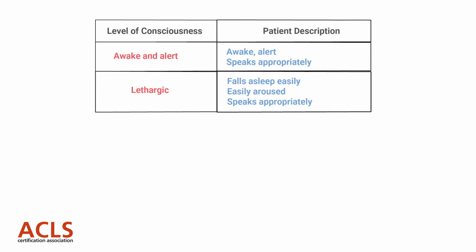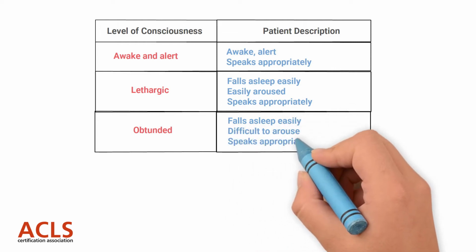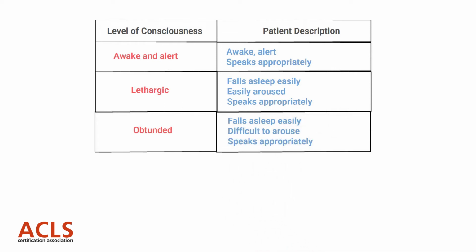Then the next step down from lethargy would be a term called obtunded. These patients fall asleep very easily. They are difficult to arouse. Unlike your lethargic patient, you may have to go in and shake them a little bit to wake them up. But when you wake them up, for the most part, they're going to be appropriate. They're going to talk to you in sentences and in words. You're going to be able to understand them, but they are very, very difficult to arouse.